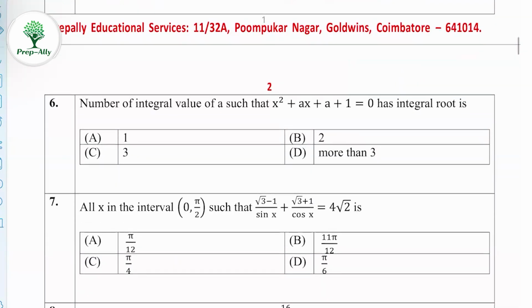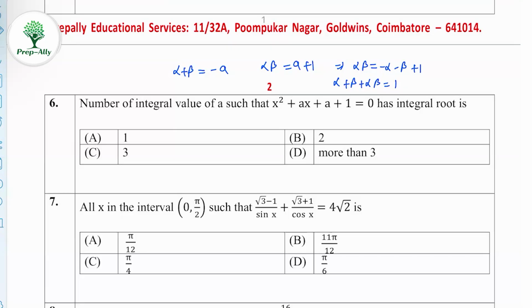Number of integral values of a such that this has integer roots. So if you want this to have integer roots, what you have to do? First of all, here alpha plus beta is what? Minus a, and alpha beta is what? A plus 1. Okay, so that means in place of a, what can I write? Minus alpha minus beta. So alpha beta is equal to minus alpha minus beta plus 1. So alpha plus beta plus alpha beta is equal to 1.